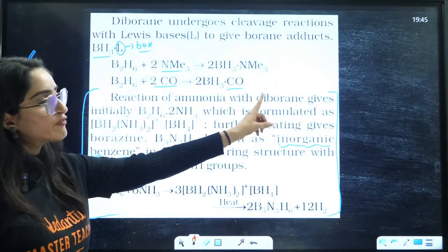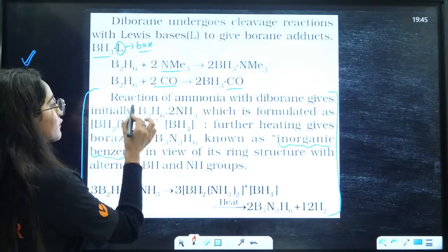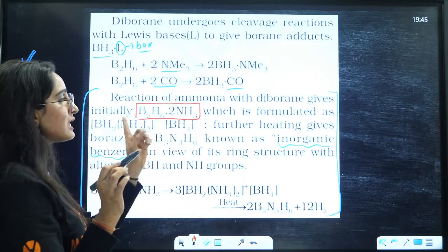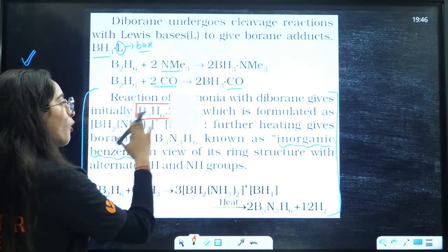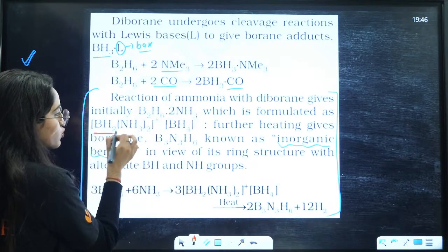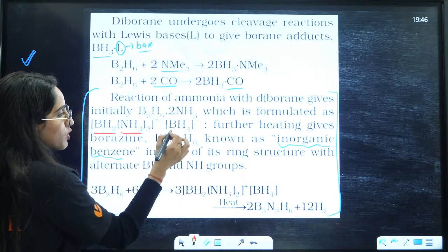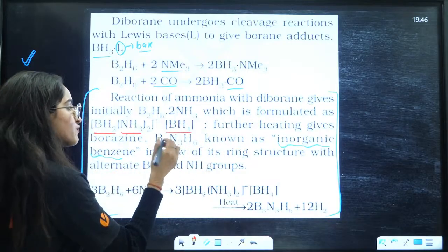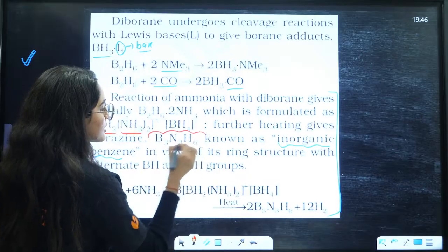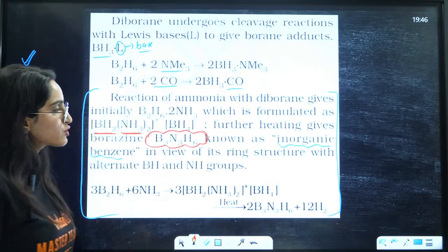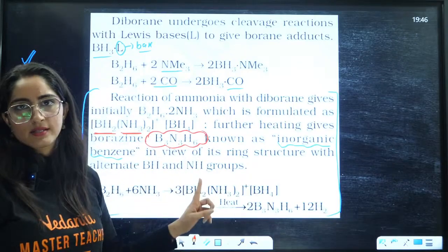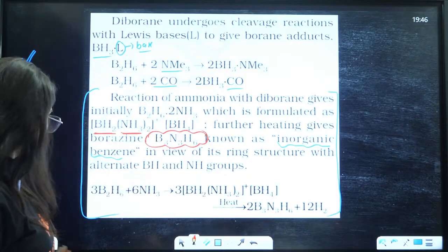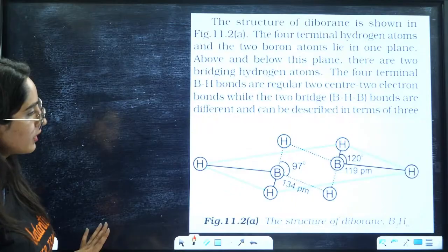In the reaction of ammonia with diborane, firstly the adduct will be formed, that is B2H6·2NH3. Then it will be formulated as [BH2(NH3)2]+ [BH4]-, which on further heating will give us a very, very important compound, that is inorganic benzene, that is called B3N3H6, right? Very, very important compound, right? Why is this very important for you? Wait a minute.